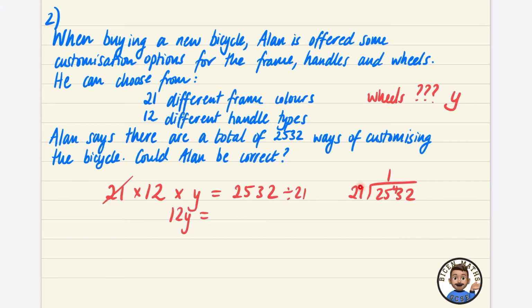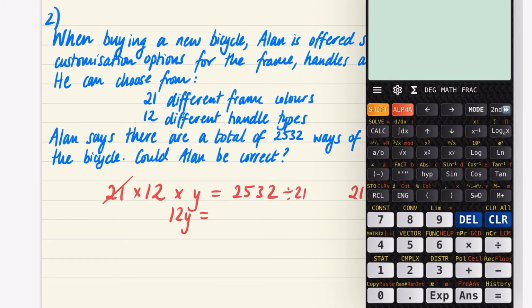And 21 goes into 43 twice, because 2 times 21 is 42, with 1 left over. And 21 does not go into 12. So we're going to go to something that has a non-integer that we've got here. And I can just show you that, because if I do 2,532 divided by 21, I get something that is not an integer.